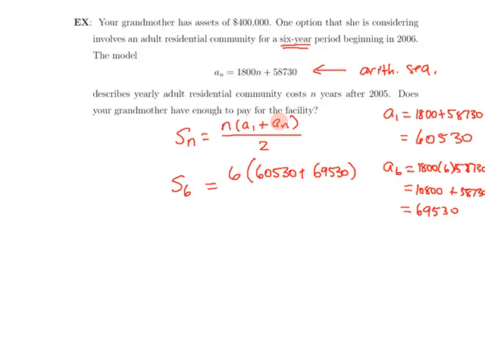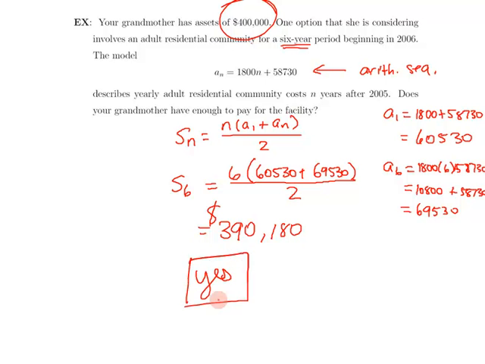Plugging that in for A6, all of this divided by 2 will give me the sum of those 6 years. So 6 times 60,530 plus 69,530, divided by 2. You add those up, multiply by 6, divide by 2. In my calculator, I end up with 390,180. So does she have enough? Well, if 400,000 is what she's got to start with, then yes, she clearly has enough funds.